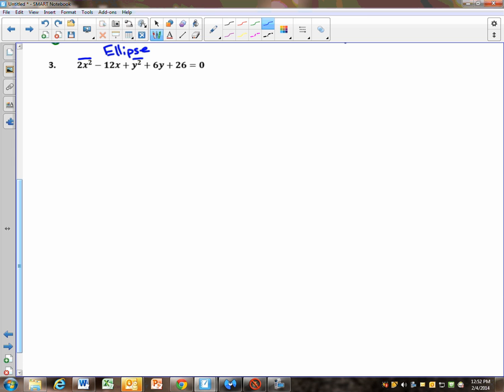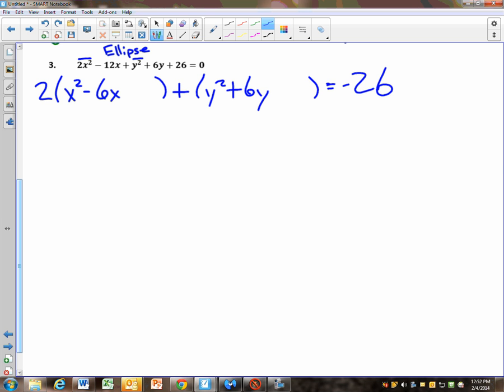So, all right, let's do it. What can you factor out of the x's? A 2. 2 times x squared minus 6x. Plus y squared plus 6y. I put negative 26 over here because I don't like it on that side.